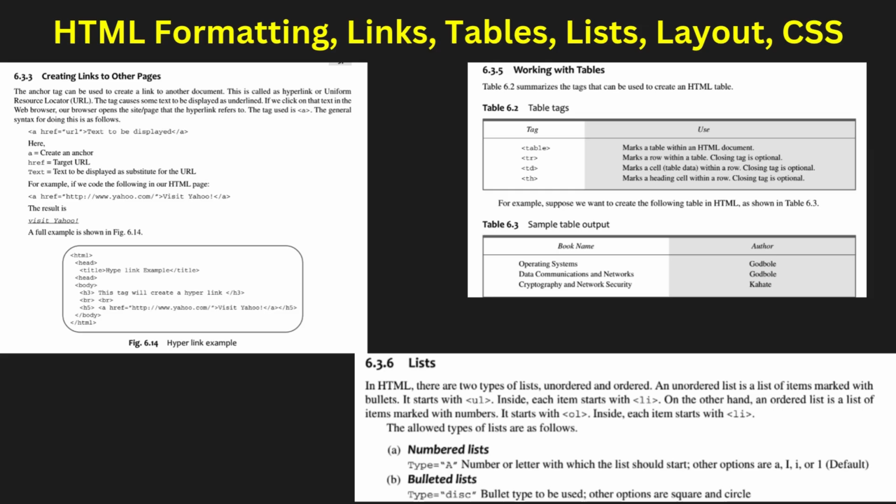HTML provides several formatting options to enhance the web content, like the bold tag, I tag, U tag, used for bold, italic, and underline the text. Anchor tag to link web pages, table tag to organize the data into rows and columns. Lists come in ordered, OL, and unordered, UL, formats to present the information clearly.